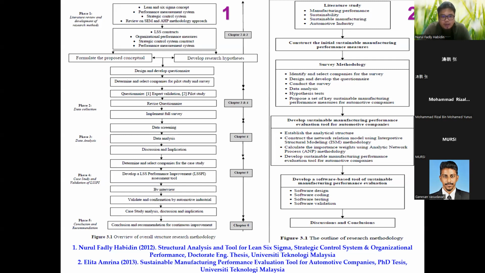Next, my phase 4 is doing the case study and validation of the Lean Six Sigma performance improvement tools. So I start with determining and selecting the company for the case study. Second, I need to develop an assessment tool, a Lean Six Sigma performance improvement assessment tool. Next, my instrument is by interview. So this one covers chapter 5.